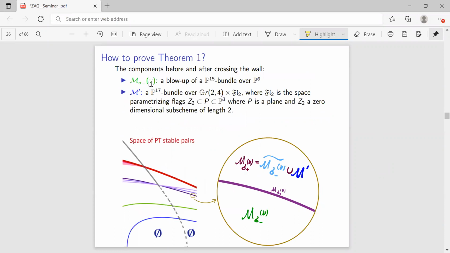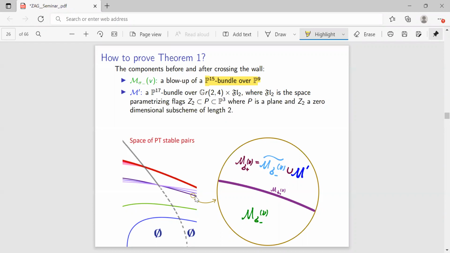First of all, let me be more precise about those spaces that I introduced. This M sigma minus is a blow up of a P15 bundle over P9. But I already said that this was that compactification that we were looking for. So, in this picture, that compactification, this P15 bundle over P9, happens just right after this first wall here. And then this second wall gives you just a blow up of that compactification. And the result is just this M sigma minus here.